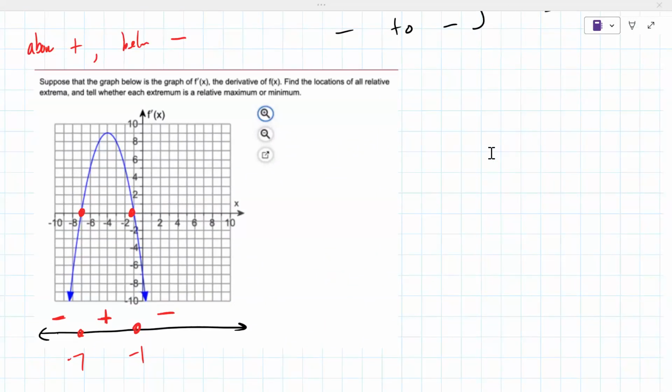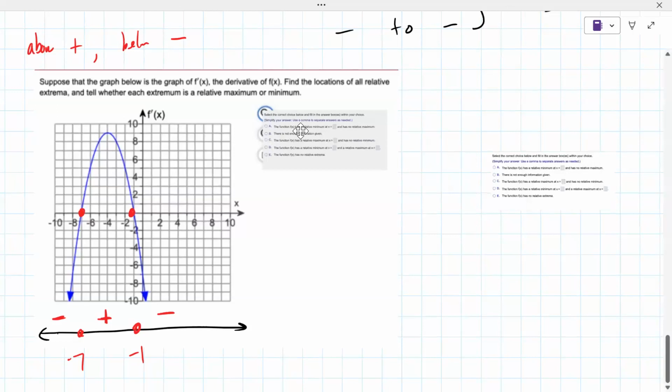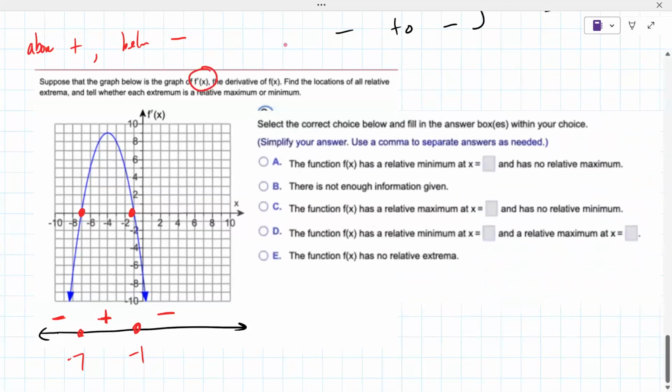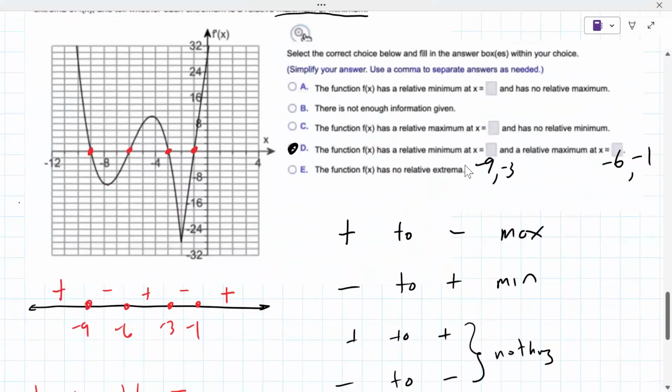Okay. It's the same rules. The reason we're doing that again is because we're given the derivative. All right, so when it goes from minus to plus, that's a min. Minus to plus is a min, so there's a min at -7. Wait, I might have put these in the wrong order. I did. So yeah, these need to be switched.